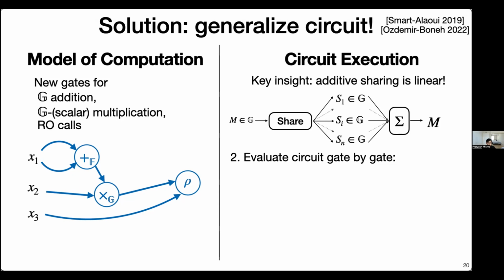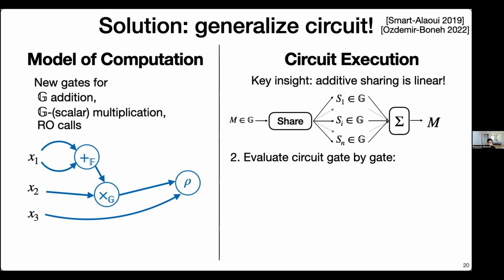And what we see is that, just like in the finite field case, if I'm doing a multiplication of a secret shared element by a public element, then it doesn't require any interaction. So if I have a public element C and a secret shared element X, then I can compute the secret share of C times X just by locally multiplying my share by C.